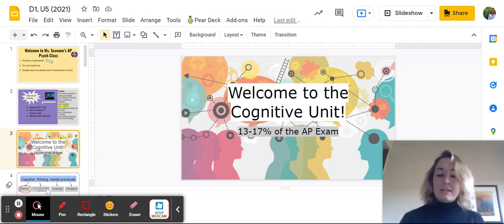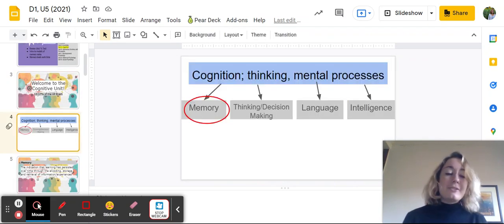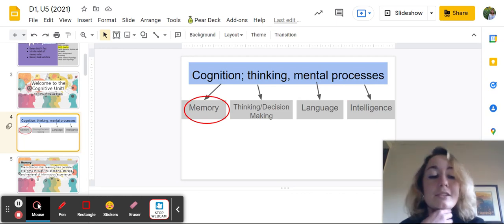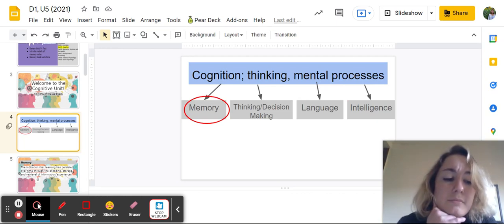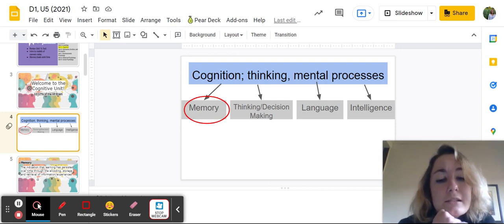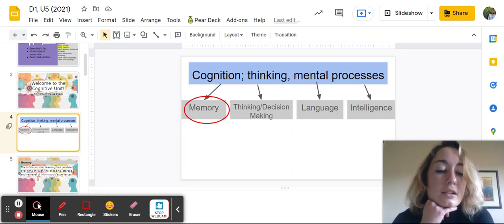Now, before I even get to this next slide, you better know what cognitive means, OMG. But if you don't, refresher, we know that cognition is just the fancy word for thinking. And memory is the main cognitive process that we study. That's kind of the biggie. But we know that cognition encompasses a lot of things.